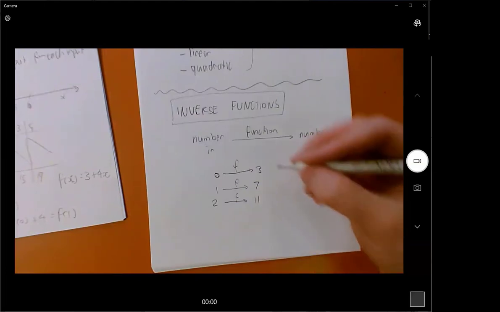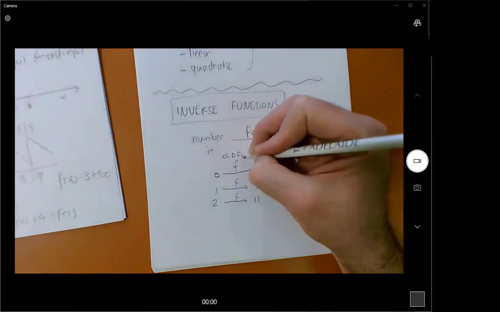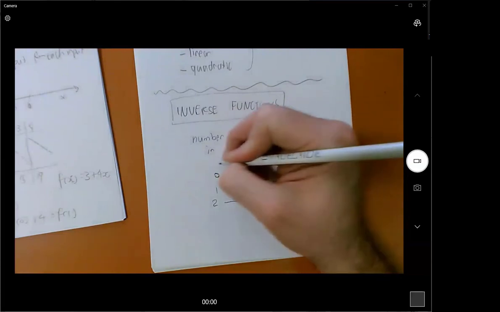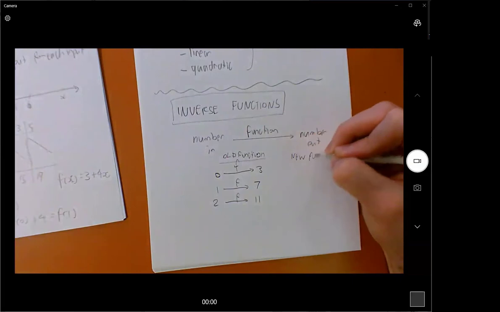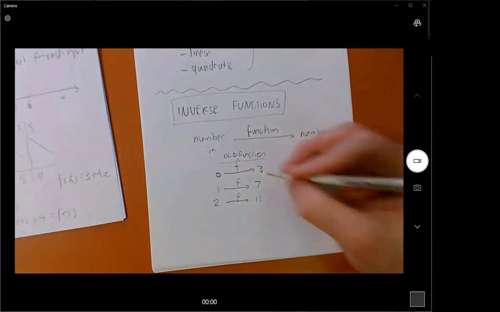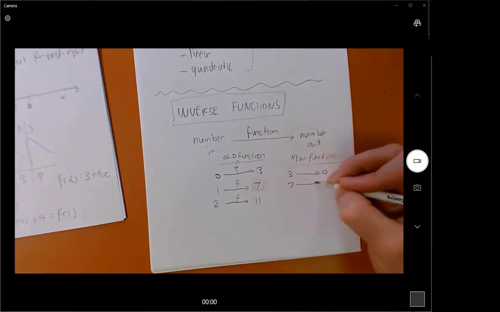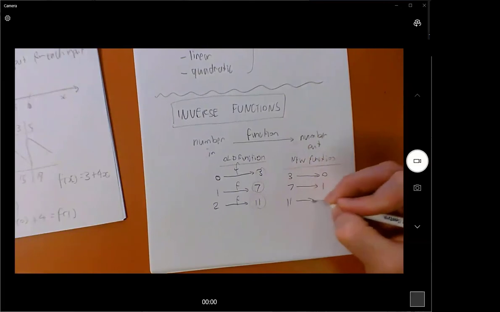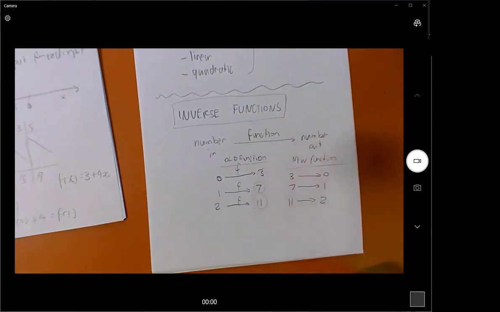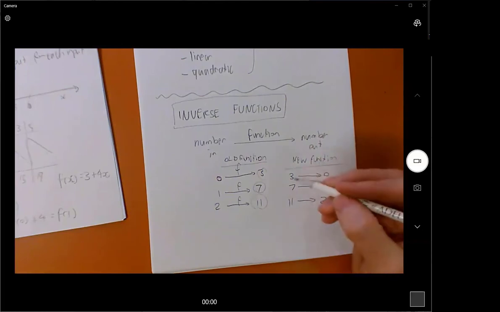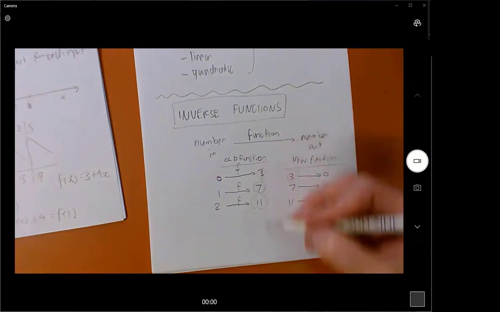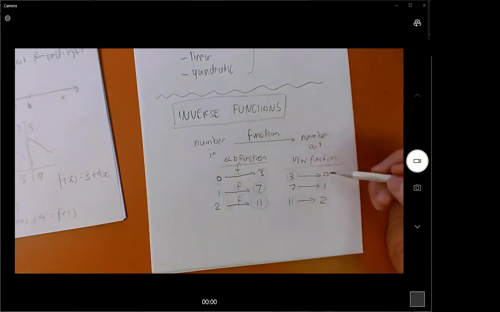What if I created a new function that when I put the input 3 in, it spat out the answer 0. And when I put the input 7 in, it spat out the answer 1. And when I put the input 11 in, it spat out the answer 2. I don't care whether it has a formula, but my description for how to do this function is to say, oh, we take a number and we go and look at the outputs for my old function and I find the matching input and that's the answer. That's the description.